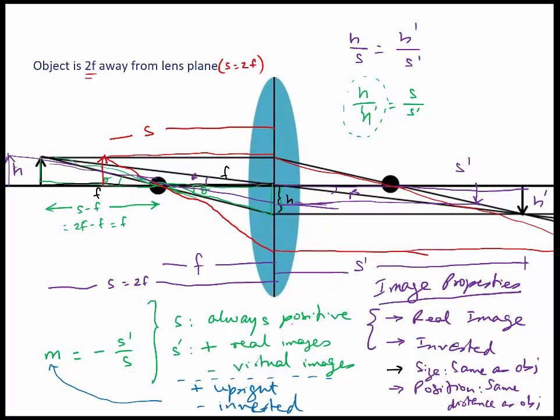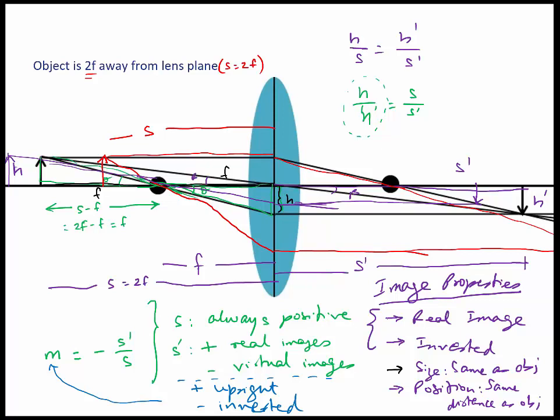In the 3 cases we have discussed here, s is always positive. S prime is positive for all these 3 cases because in every situation the image is real. So both s and s prime are positive, which means m will result to be negative because of the minus sign over here. And so whenever we have real images, we will always have inverted real images. That's what this equation tells us. All right, the next thing is, can we have a virtual image?